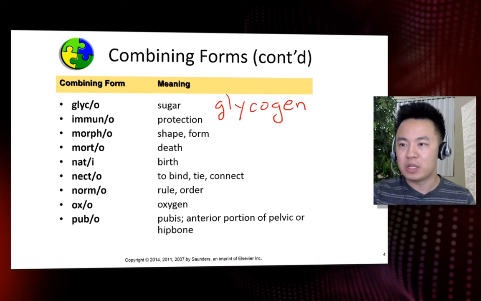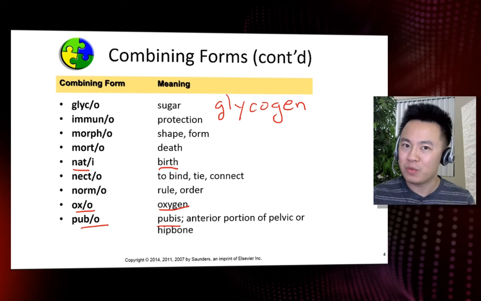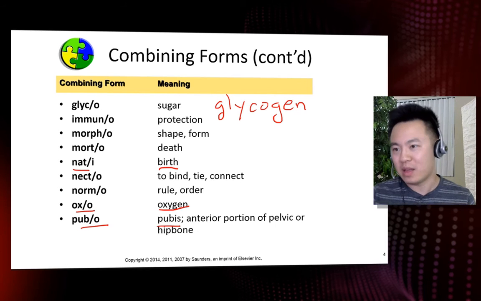Nati means birth. For example, neonate, pertaining to newborns. We also have here normo, which means rule and order. Oxo means oxygen. And pubo means pubis, which is the anterior portion of the pelvic or the hip bone, not to be confused with pubic or puberty. Don't confuse that.